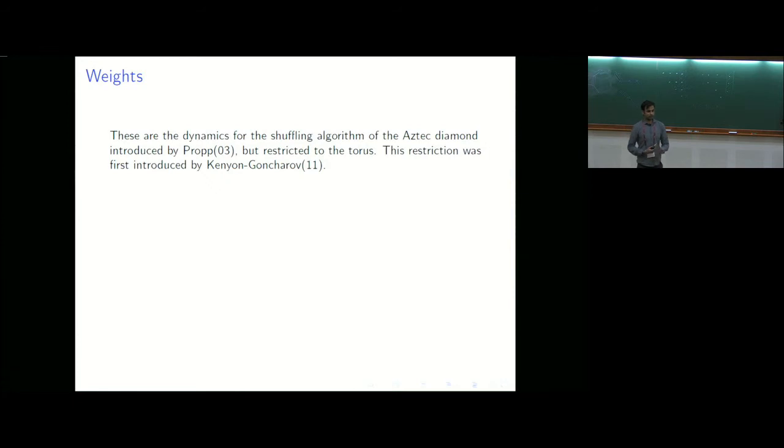So as I mentioned earlier, these are the actual dynamics that James Propp wrote down for the Aztec diamond, but specialized to the torus. So we weren't the first ones to notice this. This was actually given by Kenyon and Goncharov. So they were actually interested in a much more general setting.